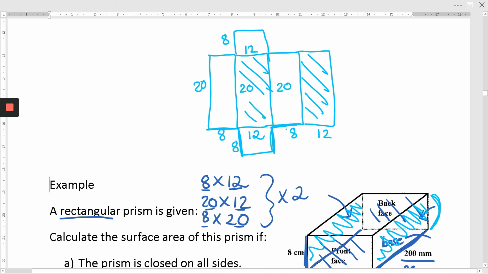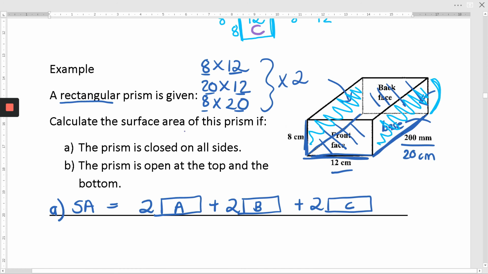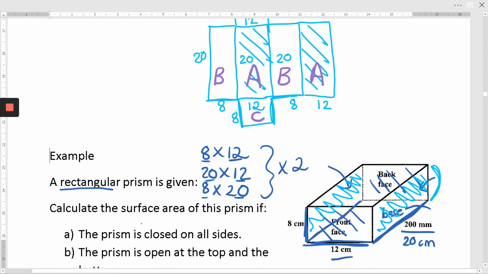Okay. I'm going to call these different rectangles. I'm going to call this one rectangle A. There's 2 of them. I'm going to call this one rectangle B, and there's 2 of those. And I'm going to call the little one rectangle C. And that's how I'm going to map out my calculation. So, what was my rectangle A? Rectangle A is 12 by 20.